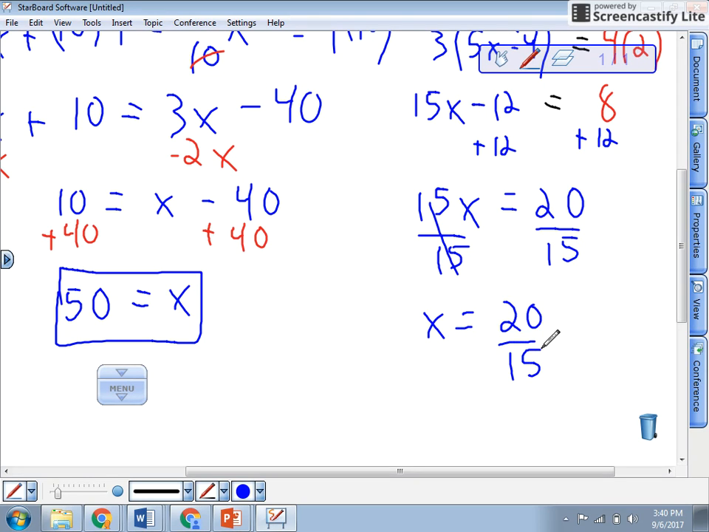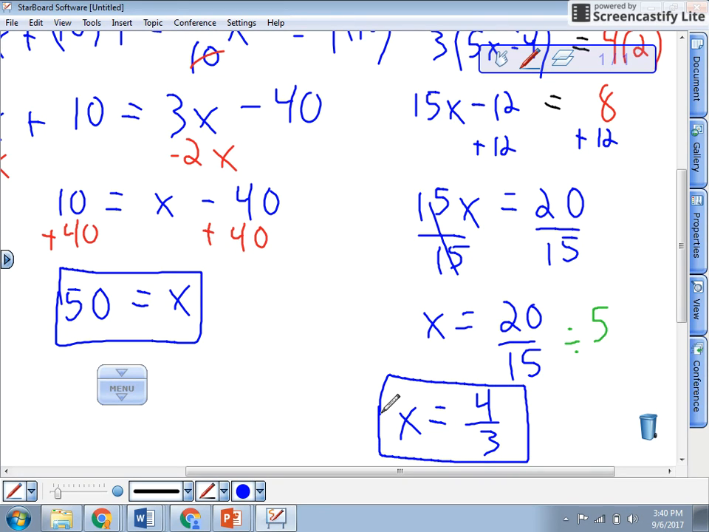We always want to reduce fractions when we can. We've got to see if there's any common factors. What divides into both these numbers? 5 actually goes into both. So we're going to divide top and bottom by 5. So we're going to get x equals, 5 goes into 20 4 times, 5 goes into 15 3 times. So that is our final answer. You can make it a mixed number if you'd like to, but you do not need to do that.